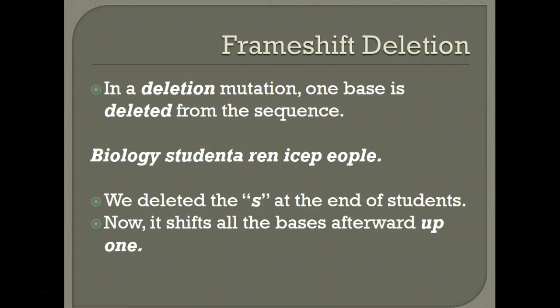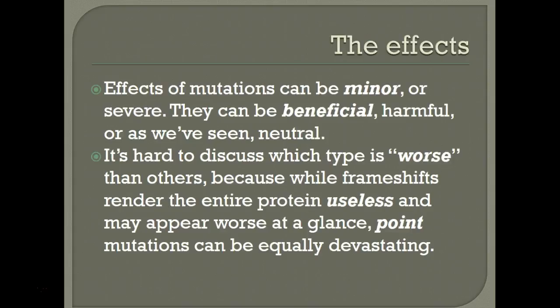In a deletion mutation, which is just the opposite, of course we're going to delete a letter or a base from the sequence. So that S that made the word student plural, we're going to take it out. Everything shifts to the left, and now the sentence reads biology studenta ren ICEP EPOL. Again, all the codons have been changed after the mutation. That's going to change the amino acids, and obviously the protein is not going to be functional, just like that sentence is nonsensical.